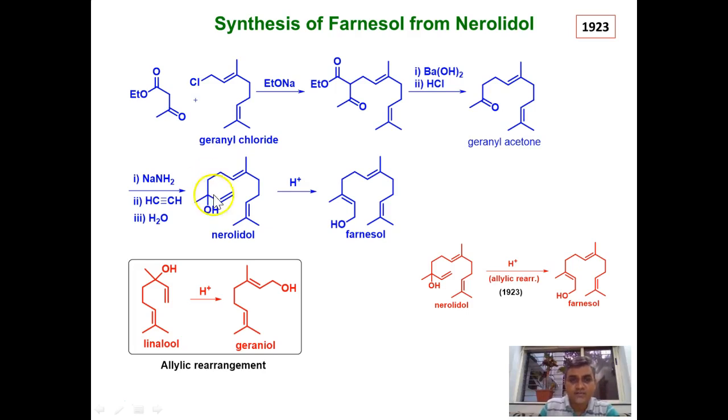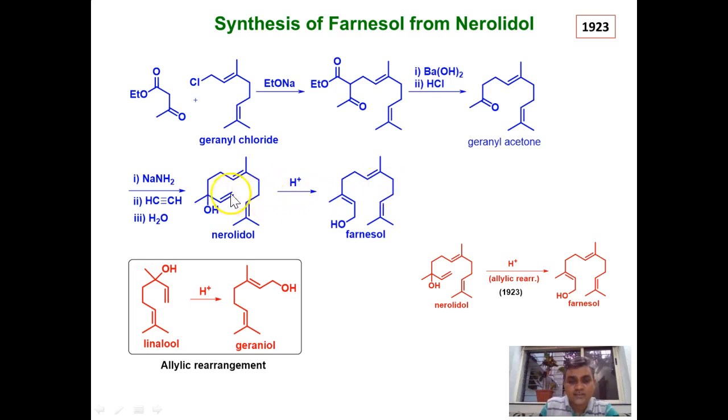Now let us see the first synthesis published in the year 1913. They start from geranyl chloride treated with ethyl acetoacetate. Base catalyzed alkylation of the reactive methylene compound occurs, and then this beta ketoester undergoes hydrolysis and decarboxylation. We get a geranyl acetone. So in this way we reach the 13 carbon atoms. Then this 13 carbon compound reacts with the acetylene molecule, and we get a tertiary allylic alcohol. This tertiary allylic alcohol undergoes allylic rearrangement, and we get farnesol.